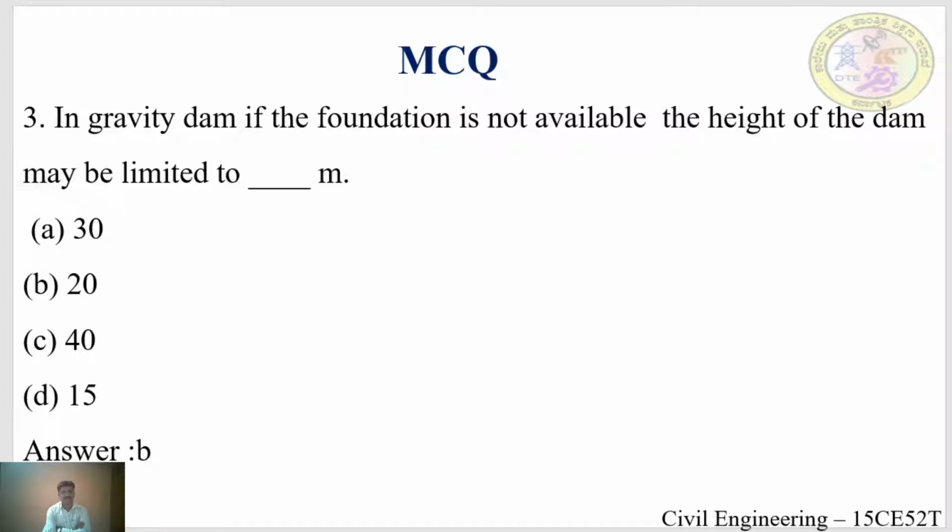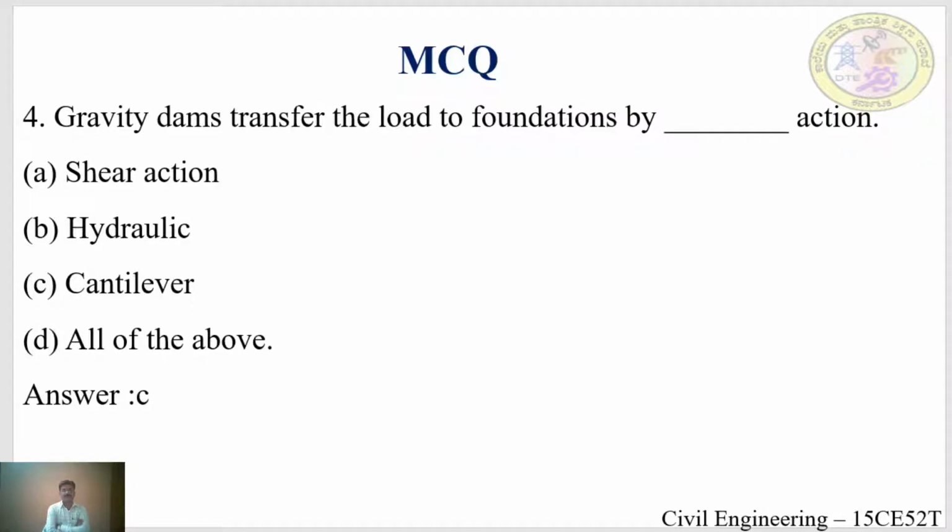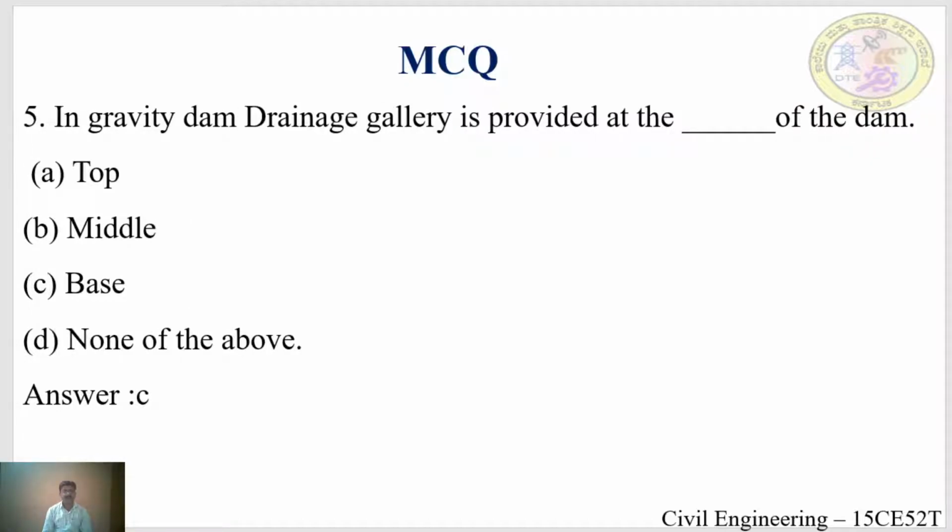In the explanation, I explained that if the soil is loose, the height cannot be increased more than 20 meters. Fourth, a gravity dam transfers the load to the foundation by dash action. A is shear action, B is hydraulic action, C is cantilever action, and D is all of the above. That is C, cantilever action. And the fifth, in a gravity dam, drainage galleries are provided at the dash of the dam. Given here are A top, B middle, C base, and D none of the above. The correct answer is C. Drainage galleries are provided at the base of the dam.